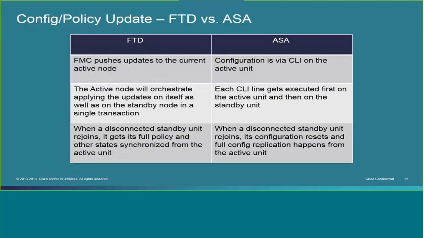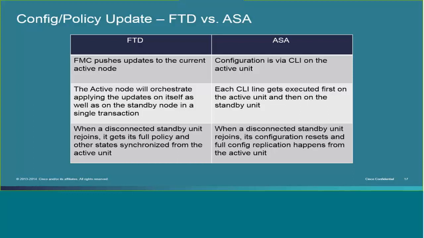So this table talks about the config updates to both the ASA and the FTDs. It's quite self-explanatory. FMC will push the config to the active node, and in the ASA, the CLI is used to configure the active node, and the config is synchronized.